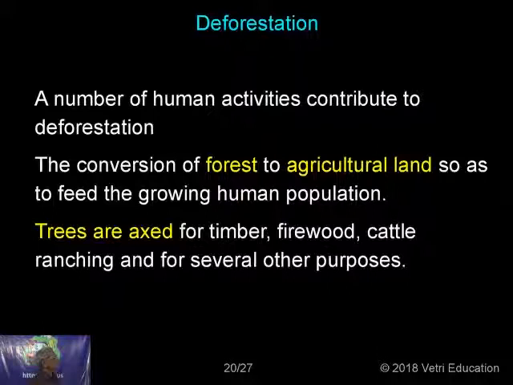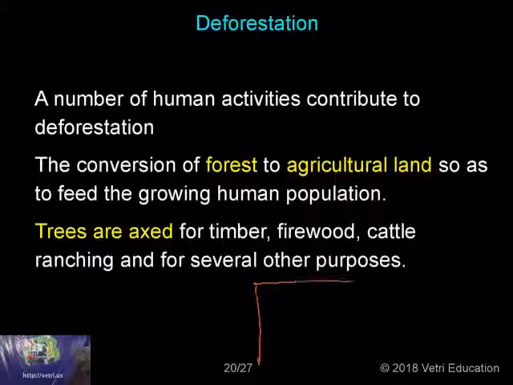A number of human activities have contributed to deforestation. The conversion of forest into agricultural land is one big problem. What do you do normally? We go to the forest, fell all the trees, burn them, and convert them into ashes, and that ash is used as manure, and then it is made into agricultural or cultivable land. Okay, this is the usual practice that we have.